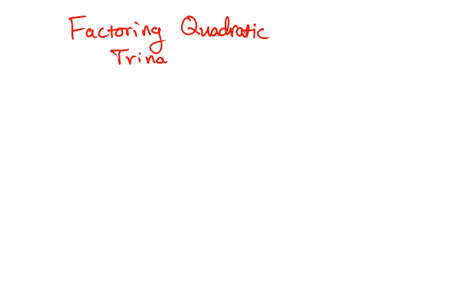So you are going to be factoring what we call quadratic trinomials. Alright, so quadratic trinomials, the ones we're going to be factoring, will have an x squared in front, and then plus bx plus c. So b and c are numbers.